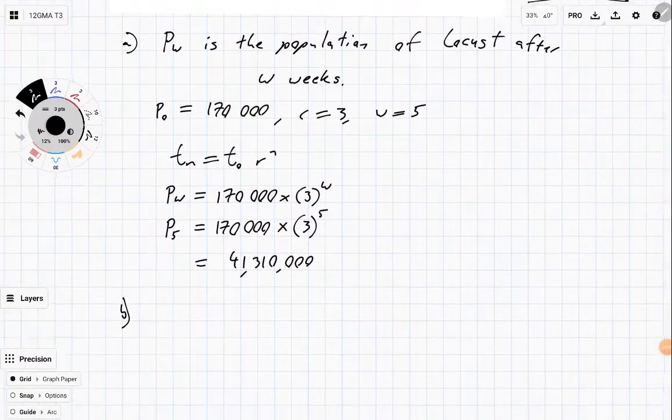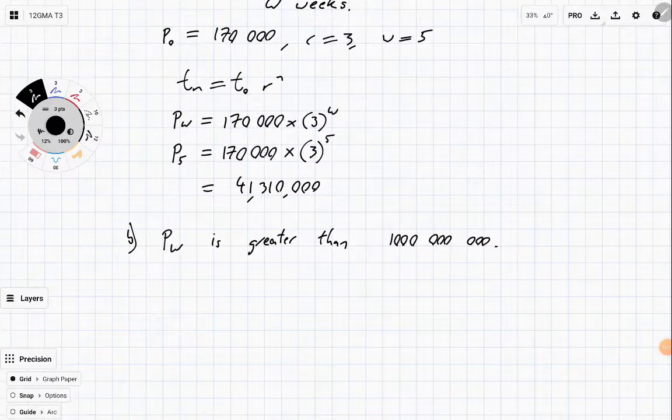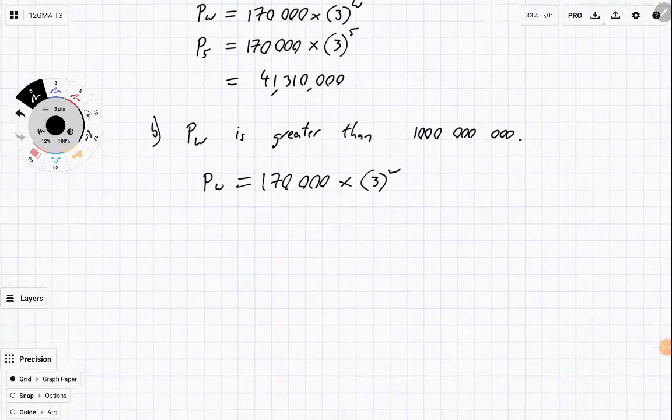So we're interested in when the population, P of W, is greater than 1 billion. Okay, that's what we're interested in. How do we work this out? Well, it's actually not so bad. We use the old guess and check method. We already have a P of W formula, 170,000 times 3 to the power of W, and we just need to guess values of W until we get to 1 billion.